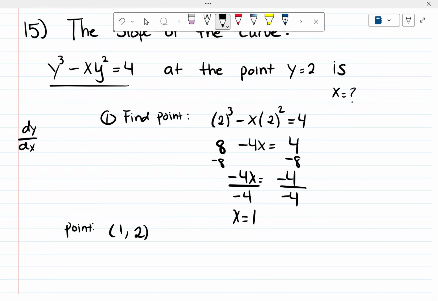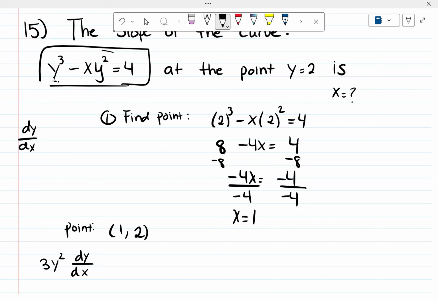Now let's find the slope. So basically, go back to here and just find dy dx. So what is the derivative of y cubed with respect to x? Well, the derivative of y cubed in general is 3y squared. And then because we're doing implicit differentiation, you're going to add a dy dx. So why did I put a dy on the top? Because that was the letter that was given. Why did we put a dx on the bottom? Because we're trying to take it with respect to x.